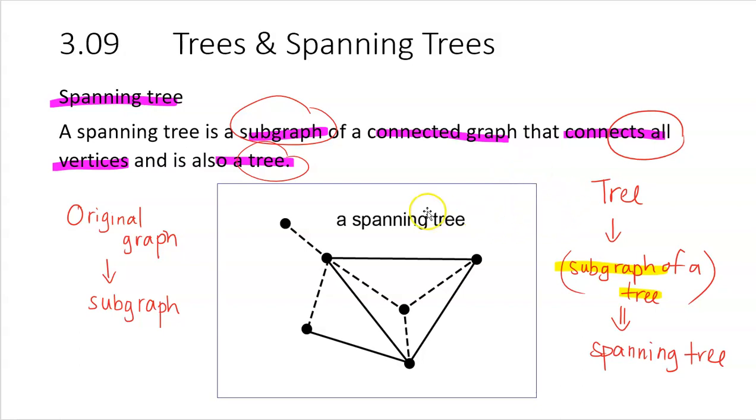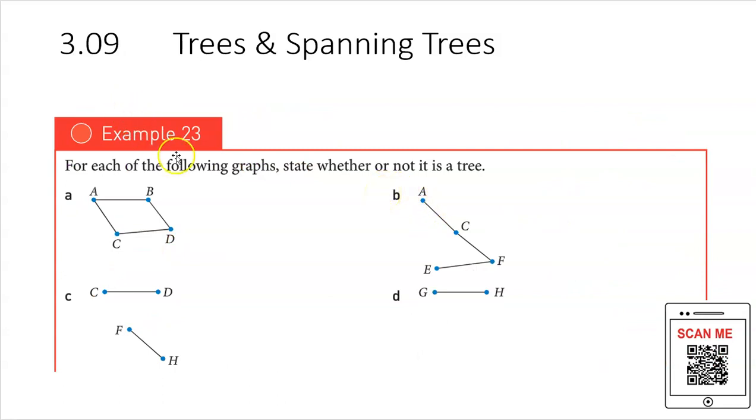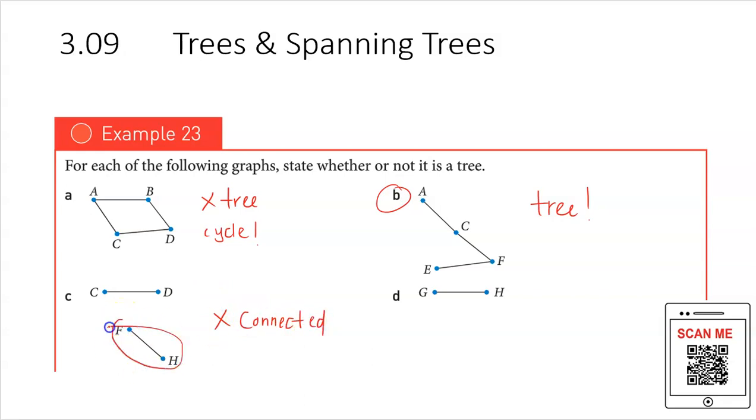So let's look at the first example, example 23. For each of the following graphs, state whether or not it's a tree. So A, you have A, B, C, D. Obviously, this is not a tree because you have a cycle or closed form. And question B, A, C, F, E. Yes, this is a tree because you do not have cycle, loops, or multiple edges. And C, you do not have cycle, multiple edges, and loops, but it's not connected. That means you have separate F, H, and C, D.